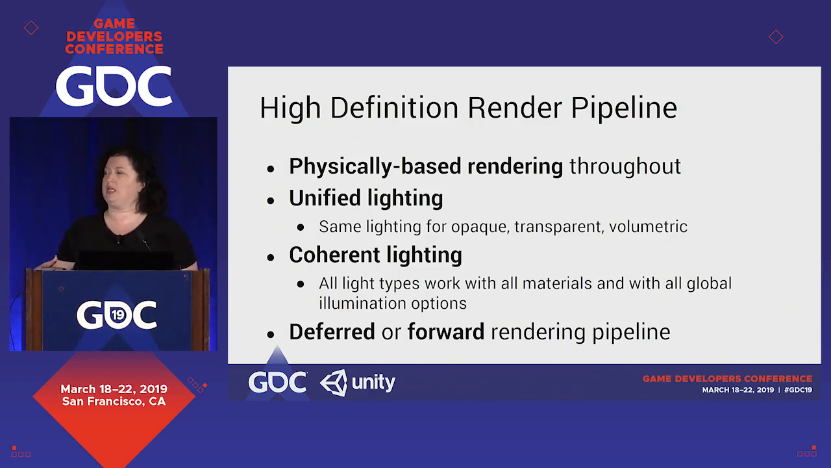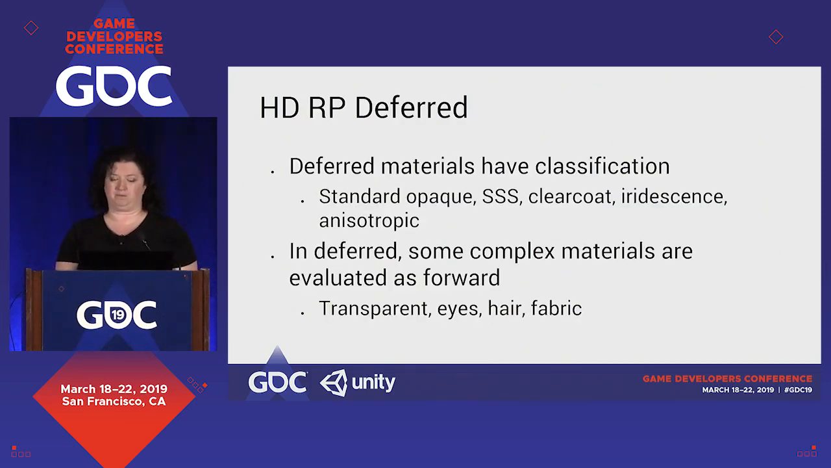And again, when we were looking at ray tracing, we needed to think about how that's going to affect the particular set of choices. With our HD pipeline, we have classification of materials. They get output to GBuffer, so standard opaque, subsurface scattering, clear coat, iridescence, anisotropic. They're all stored in the GBuffer with a bit.